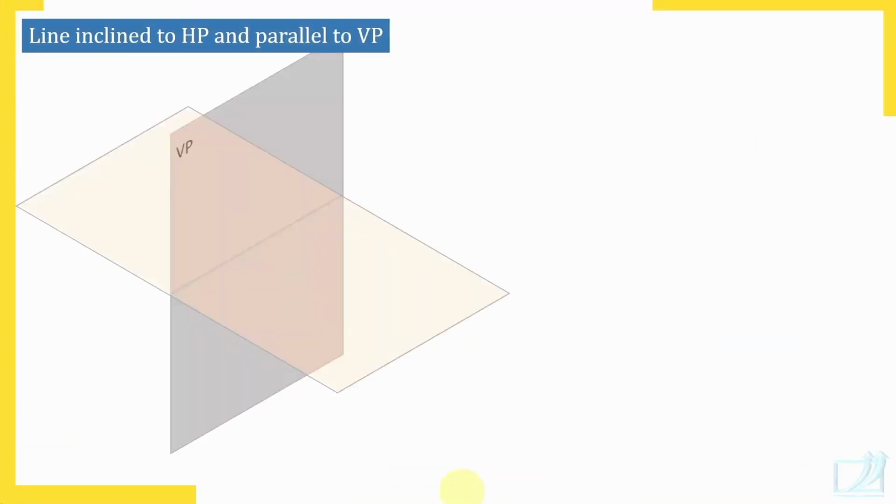Now one more example, line is inclined to HP and parallel to VP. In the first quadrant, I have shown a point, but now this point I have shown below HP. Point A is 10 millimeters below HP and it is say 30 millimeters in front of VP. That means point A is in fourth quadrant and here point B is 30 millimeters above HP and 30 millimeters in front of VP.